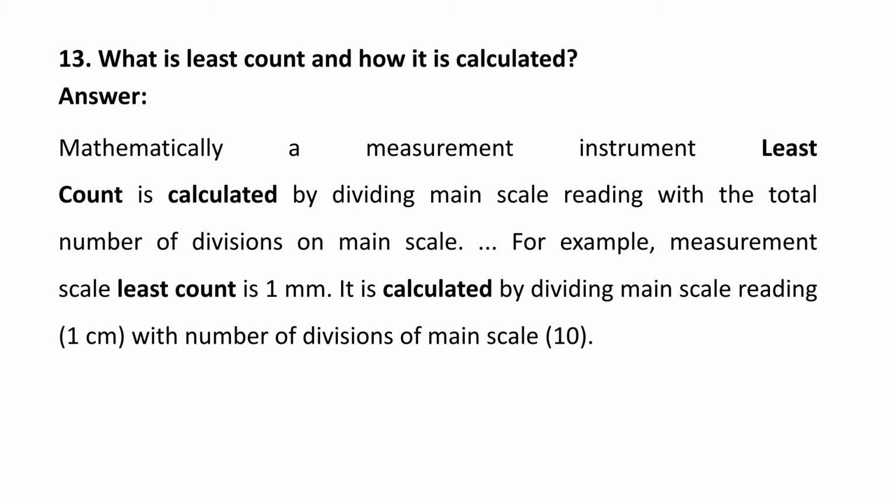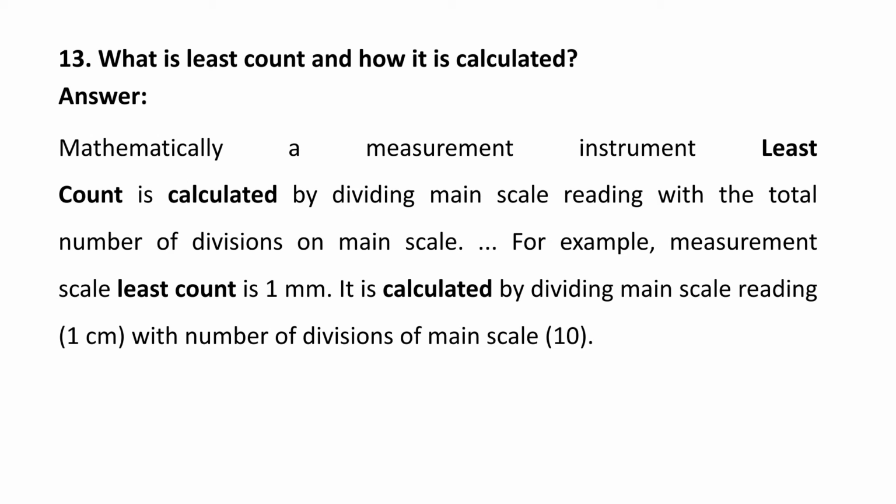So 10 mm divided by 10 divisions, that is, you will get 1 mm. That means up to 1 mm dimension we can measure with the help of the scale. Less than 1 mm we cannot efficiently measure with the help of the scale. That is why the least count of the scale is 1 mm.